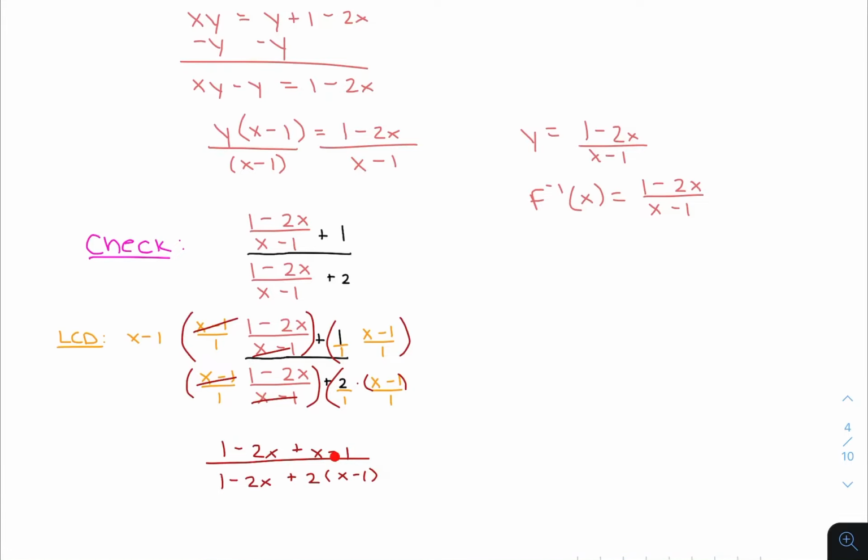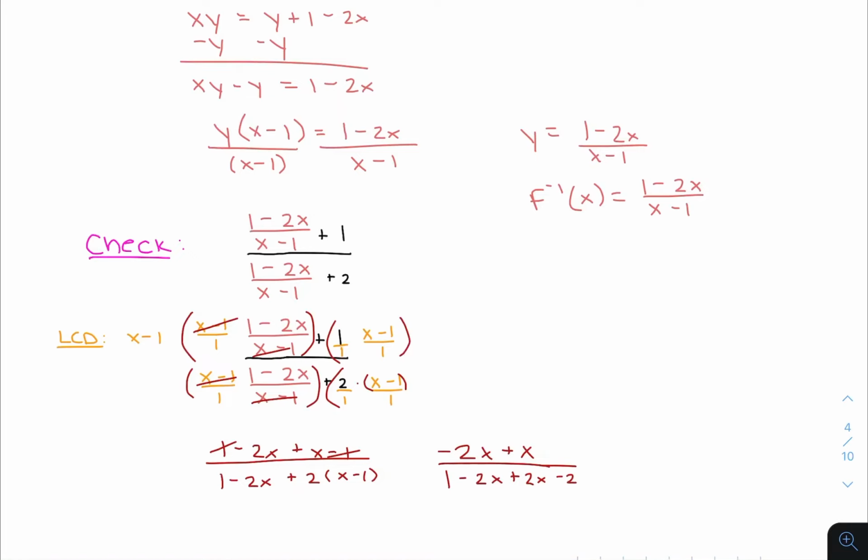And now let's just simplify this a little bit. We can cancel out our 1's. 1 minus 1 is 0. That goes away. So we're going to be left with negative 2x plus x all over 1 minus 2x plus, we can distribute this 2. So we're going to have 2x minus 2.